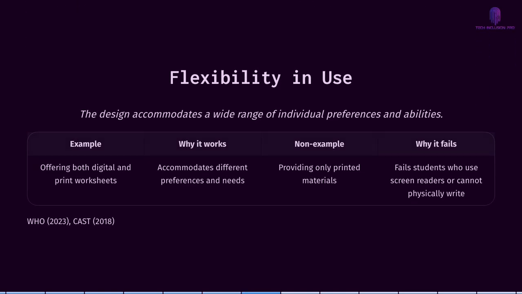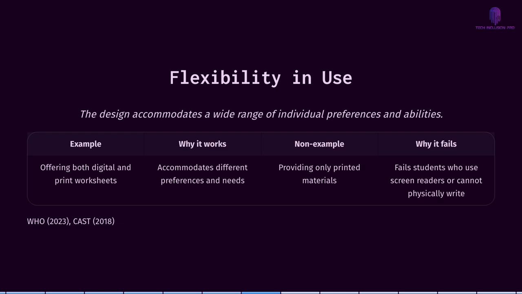The next principle is flexibility in use. So a design that accommodates a wide range of individual preferences and abilities. An example of this, something that you should go for, would be offering both digital and printed worksheets, so different ways to approach a particular component. This works because it accommodates different preferences and needs. A non-example of this, or maybe where this fails, is providing only one way to engage with this material.